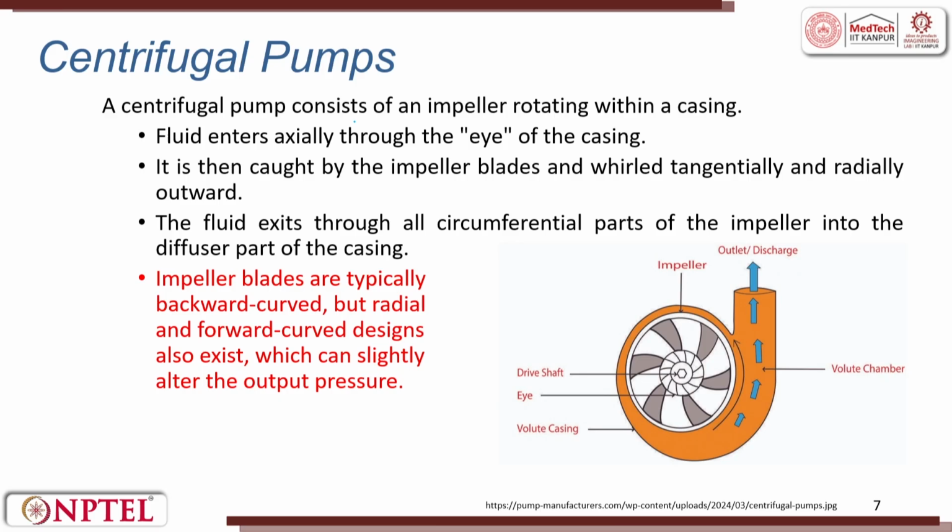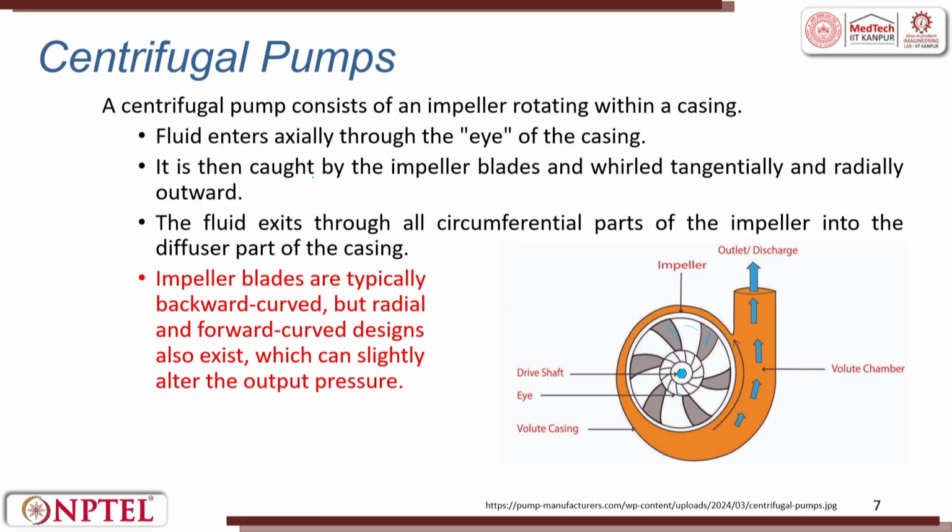A centrifugal pump consists of an impeller rotating inside a casing. So, this is an impeller. The fluid enters axially through the eye. So, here is the eye. This is a drive shaft, enters through the eye of the casing. It is then caught by the impeller blade. This is an impeller and these are all impeller blades.